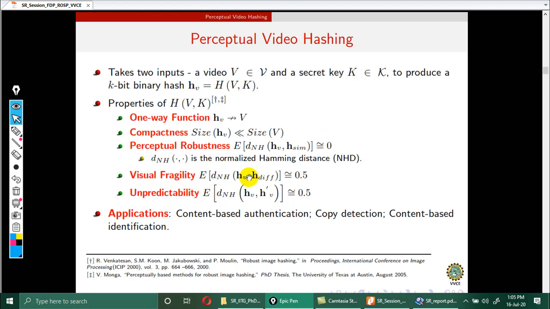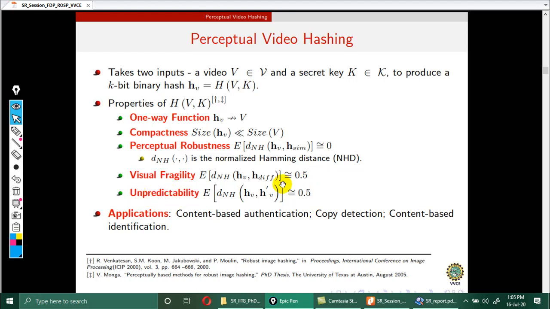Next is the visual fragility. Suppose I have video 1, and let me consider another video 3, V3. V3 and V1 are perceptually different. That is, they are completely different videos. It looks different to the human eye. It conveys a different meaning. Suppose I have generated the perceptual hash for each of these videos. Now the normalized Hamming distance on an average for such different videos should be very close to 0.5.